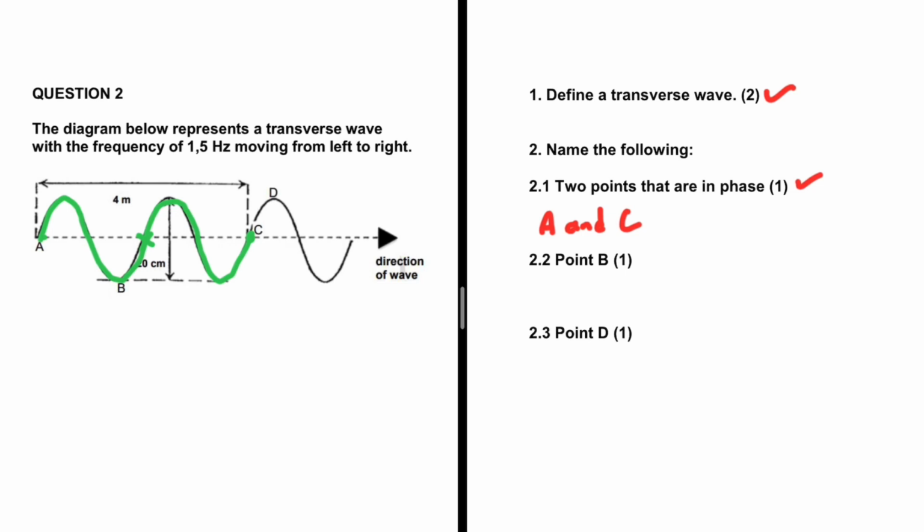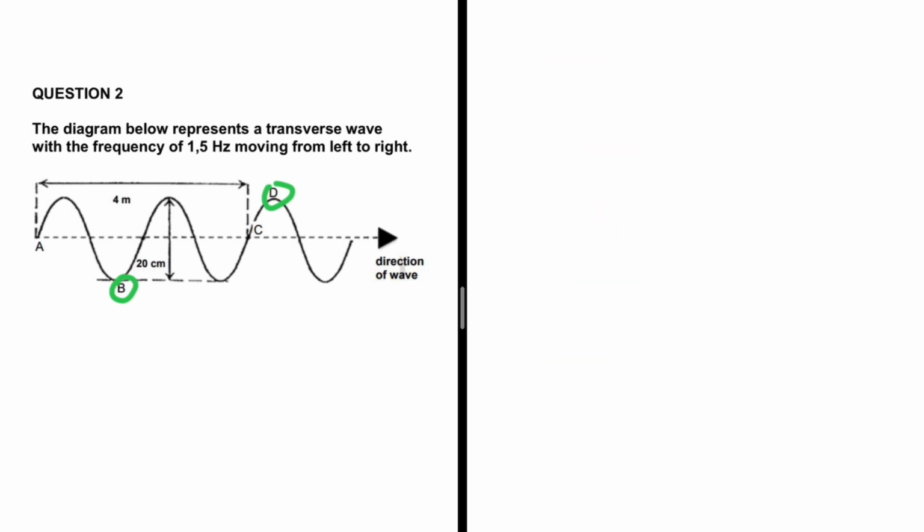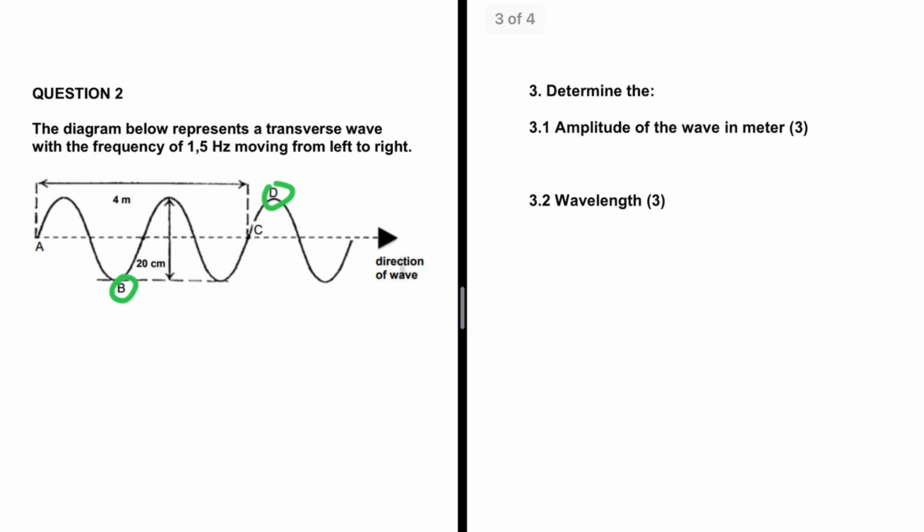Right, let's go to the question that follows. Name the point B. What do we call this point? That is a trough. If it was D, it would be a crest. So there we go. 2.2, that is a trough. And the 2.3, we're supposed to name the point D. Our point D is the crest. Let's move to the questions that follow.